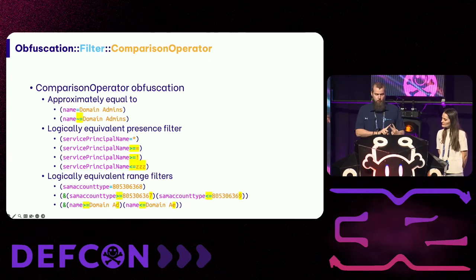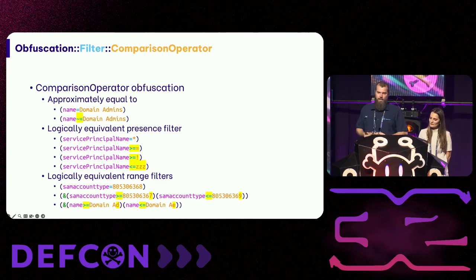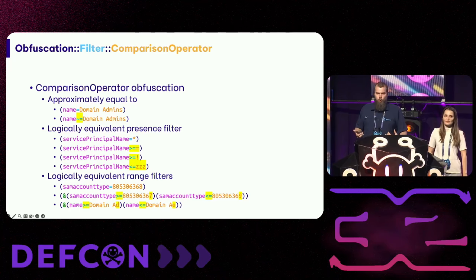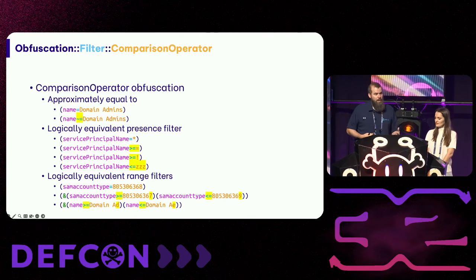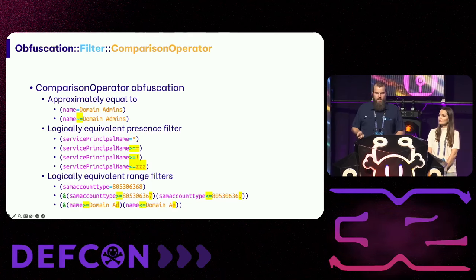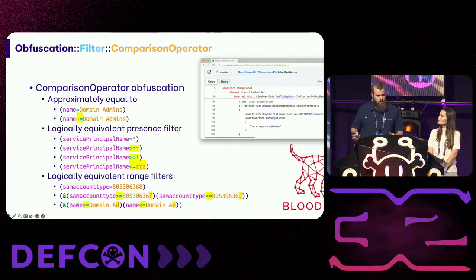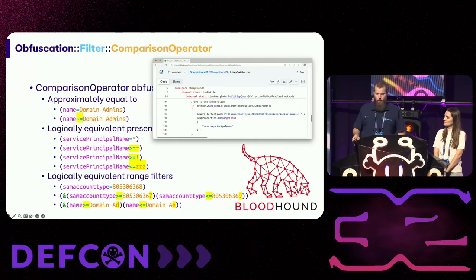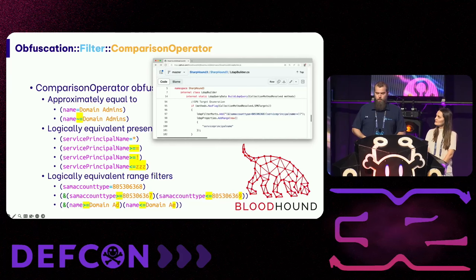So in review, for the second token type, the comparison operator, we have approximately equal to, we have the logical equivalence for the presence filter, and then we can use the range operators to do some really fun stuff for precise values, whether they're strings or numbers. And defenders should be pretty familiar with some of these we just looked at because it's actually part of the SharpHound project.